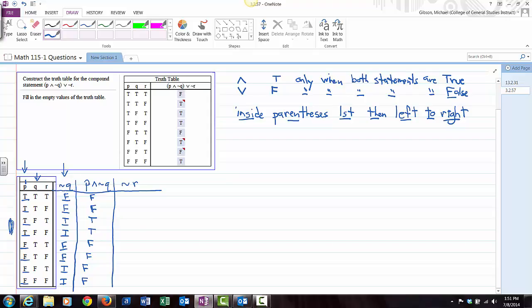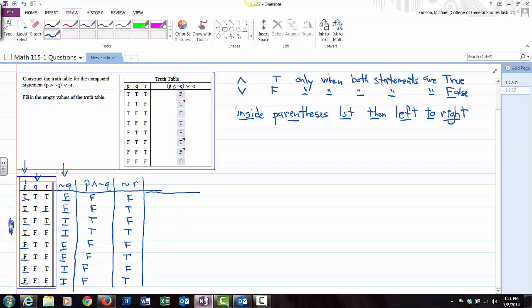So not R is the opposite of R. So opposite of true is false. Opposite of false is true. Opposite of true is false. Looks like this one's going to alternate. Opposite of false is true. Opposite of true is false. Opposite of false is true. Opposite of true is false. And opposite of false is true. All right.